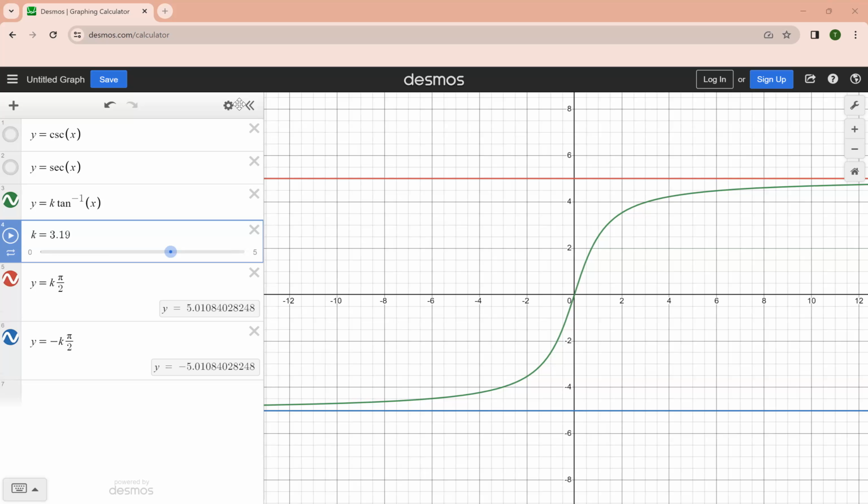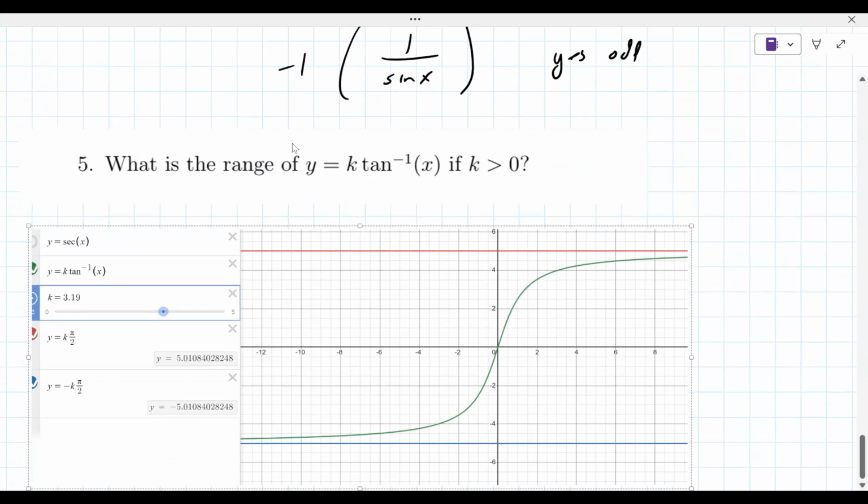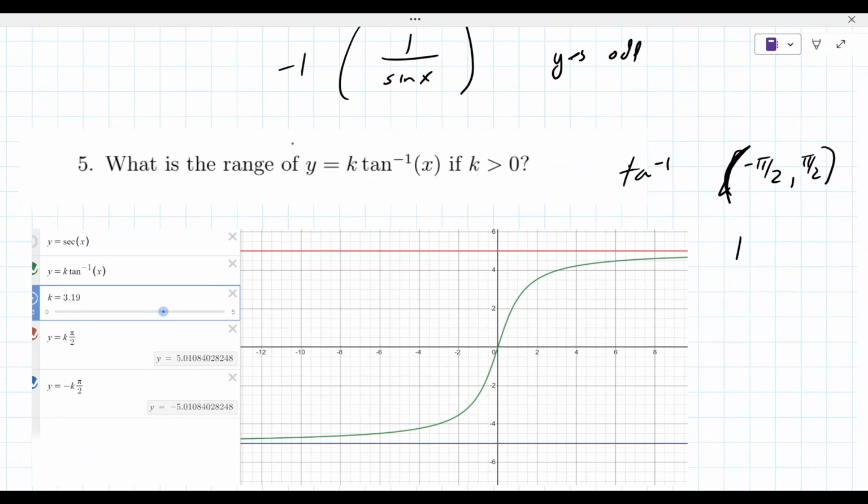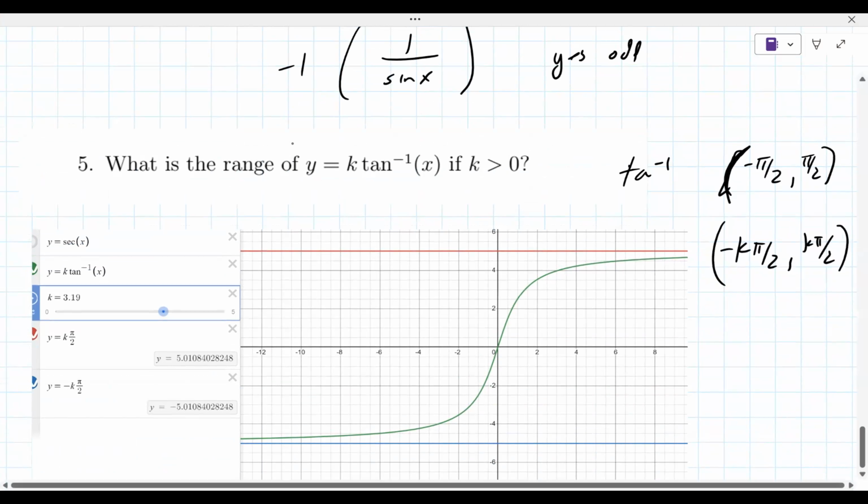Okay. All right. So, what is the range? Well, you need to know that the range of arctangent is from minus pi over 2 to pi over 2. Actually, those are parentheses. And then the k basically influences it from minus k pi over 2 to k pi over 2, like that. Any questions, thoughts on that? I am good on that one. Okay.